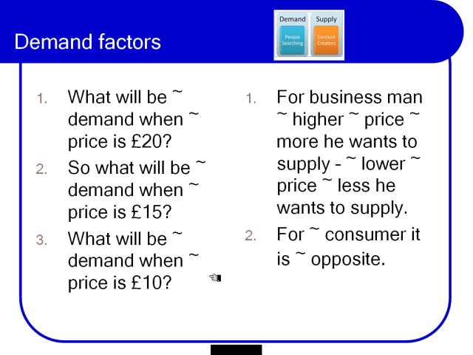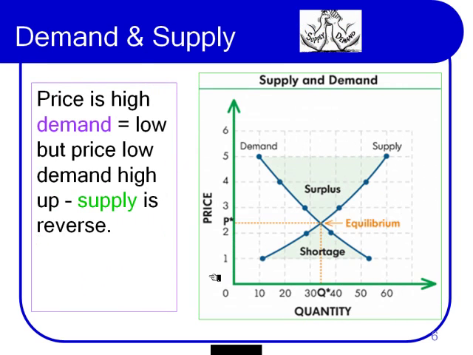Now, for the businessman supplying the book, the higher the price, the more he wants to supply. The lower the price, the less he wants to supply. So there's this balance between the two, isn't there? He wants to supply more when the price goes up. They want to buy more, they demand more, when the price goes down.